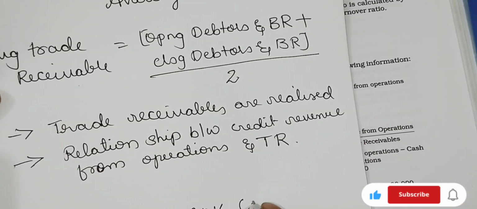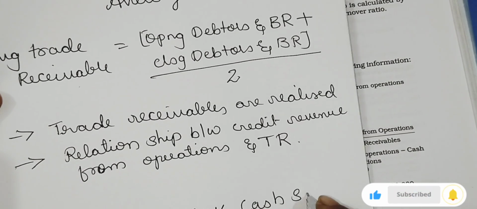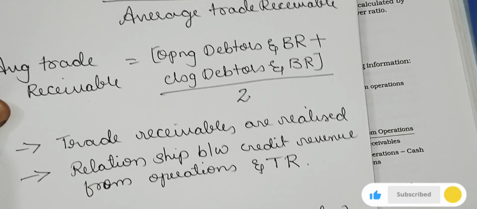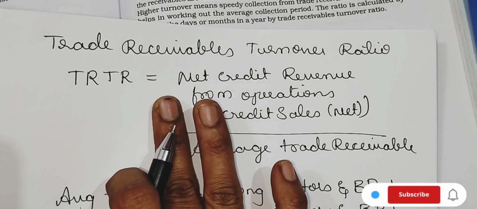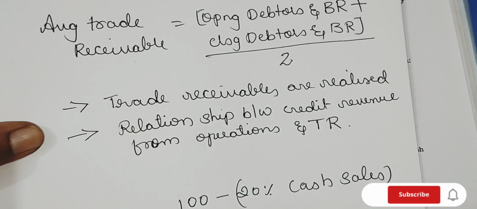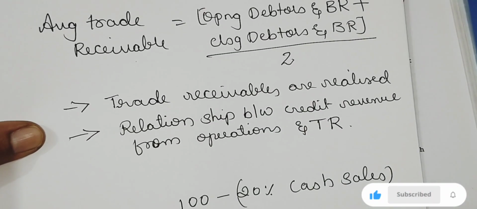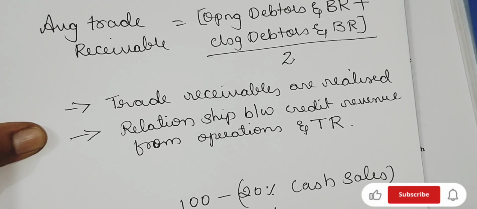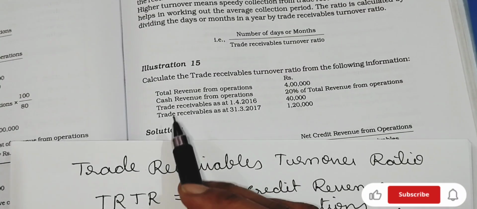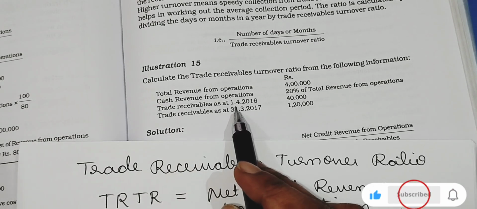Cash revenue means cash sales. Here we want only the credit sales. While calculating trade receivables, we are considering only the credit sales. So the remaining is 80%. That 80% you are considering for the calculation purpose. Okay. Then trade receivables 1/4.